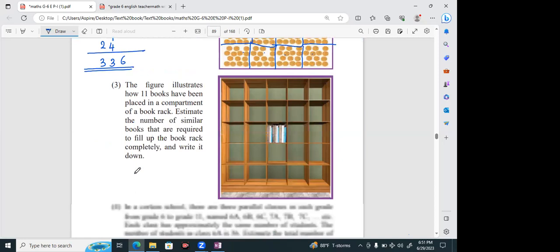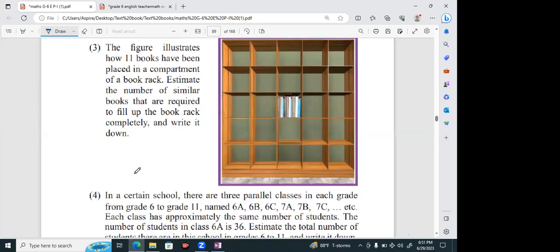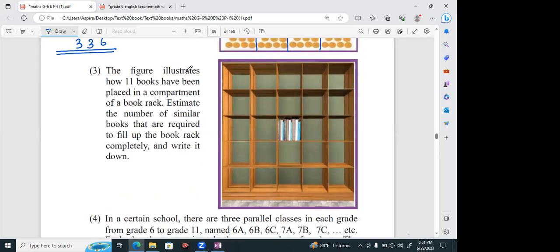Okay, let's move to the third question. Look at the third question carefully. The figure illustrates how 11 books have been placed in a compartment of a book rack. Estimate the number of similar books that are required to fill up the book rack completely and write it down. Then what have they given? How 11 books have been placed in a compartment of a book rack.